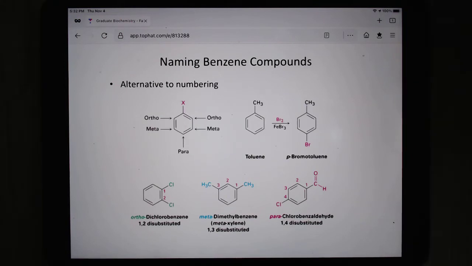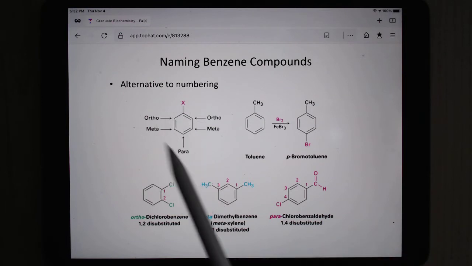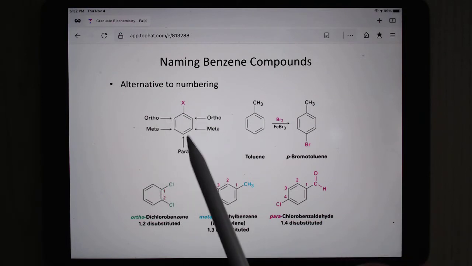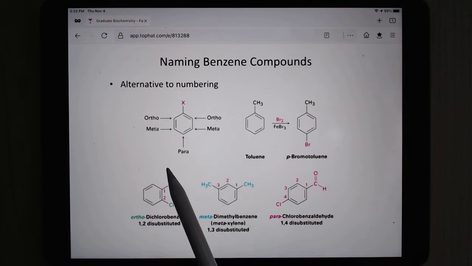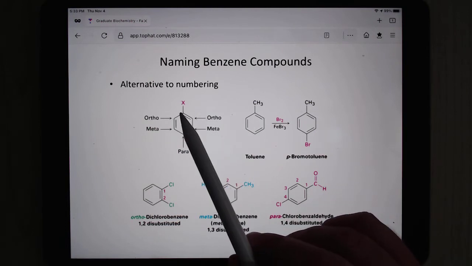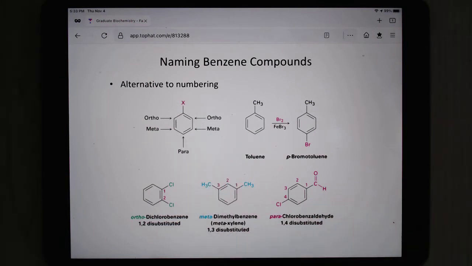Now, one of the things with naming of benzene compounds is if you have, say, two things hanging off of it, you can actually use this ortho-meta-para orientation. It's relative to the placement of the reference functional group.